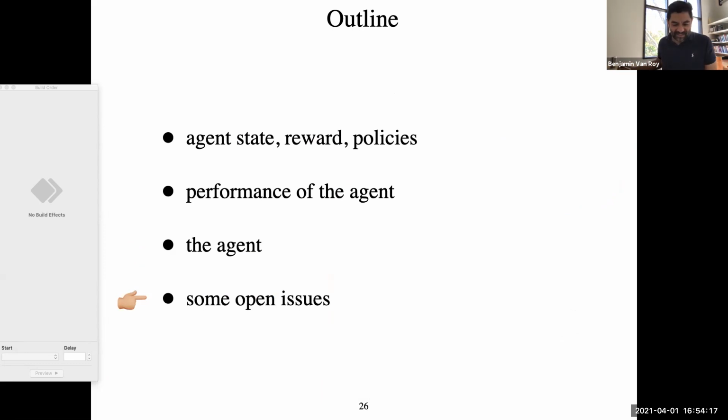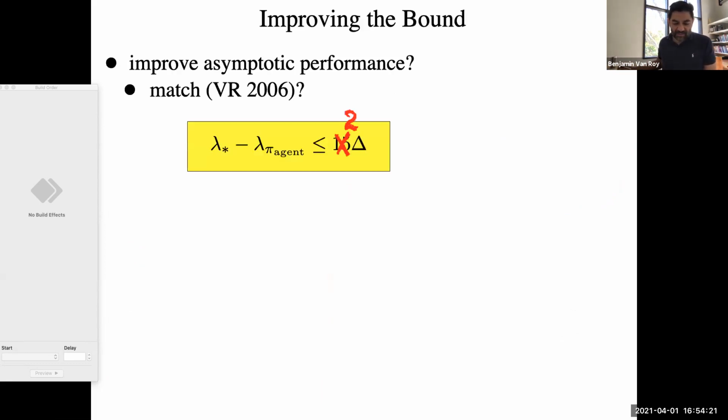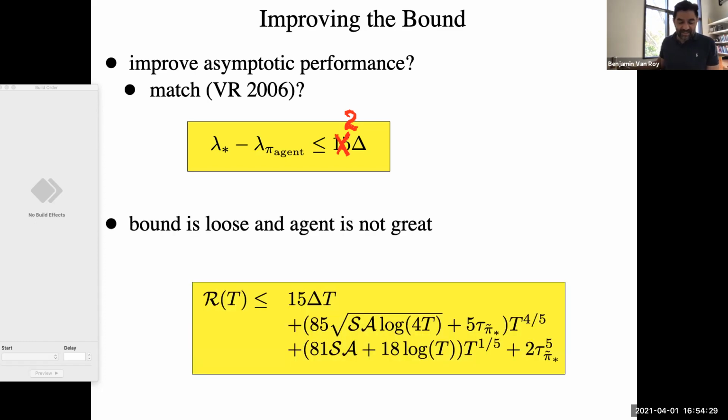All right, so let me talk about some open issues in that spirit. So first, improving the bound. Let me speculate that we can get the 15 down to 2 here, but I don't know how to do that yet. The bound is broadly loose, and this T to the 4/5 in particular is probably quite loose, and you can probably get a lower power. Right now we can get a much lower power if we also tell the agent what the target policy mixing or the reward averaging time is. Then we can design the agent with a lower power, but we haven't been able to lower this power with an agent that doesn't know in advance what the reward averaging time is going to be. Okay, but that's still an open issue.